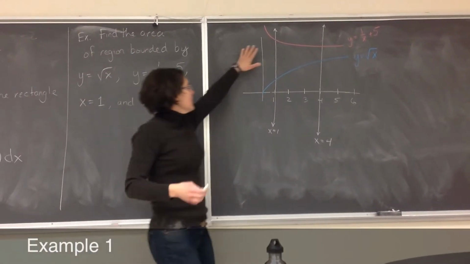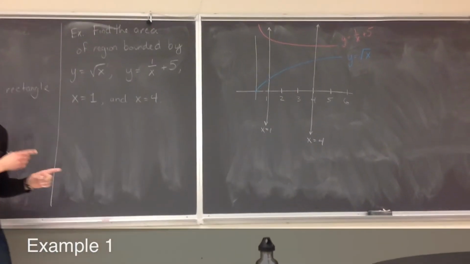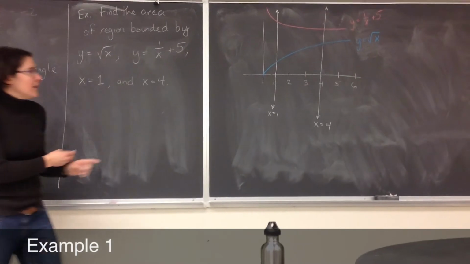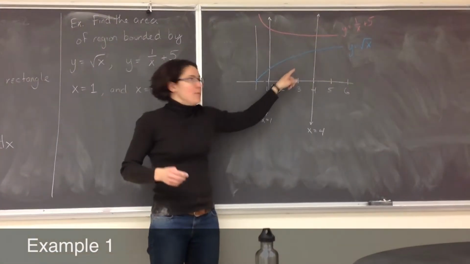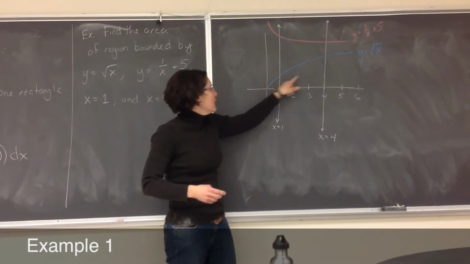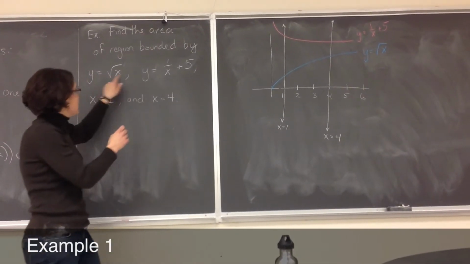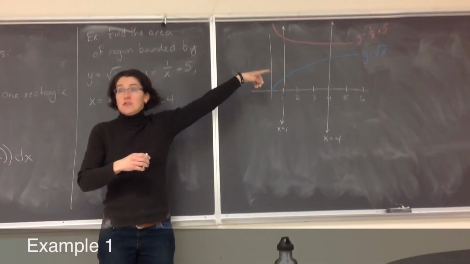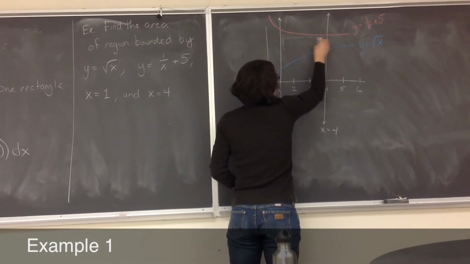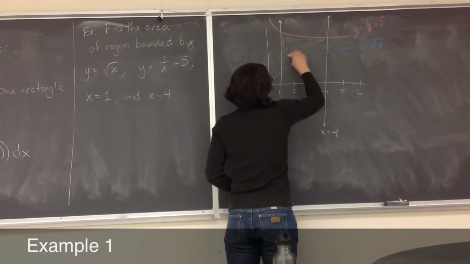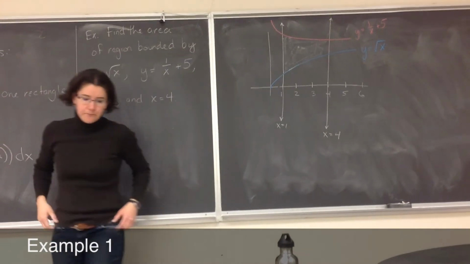And so something to be a little bit careful of, and I do want to warn you about this because this will happen to you at least once when you're working on these problems. There are several regions here that you could color in. I can color in this little section down here or this little section over here, but what you want to color in is the region that is bounded specifically by the 4 curves that are given to us. So in this case, we want the area below 1 over x plus 5, above square root of x, and between x equals 1 and x is equal to 4.